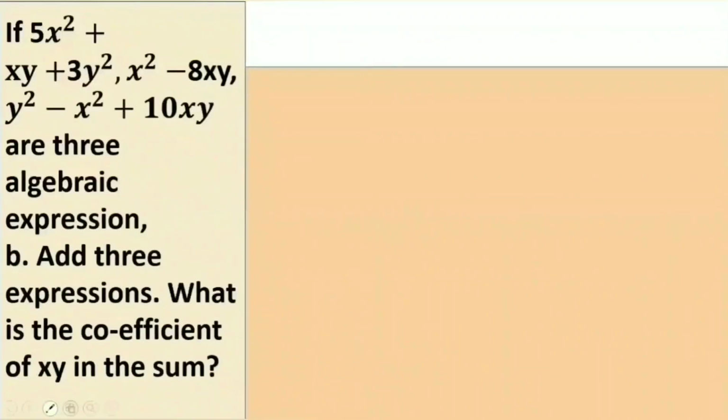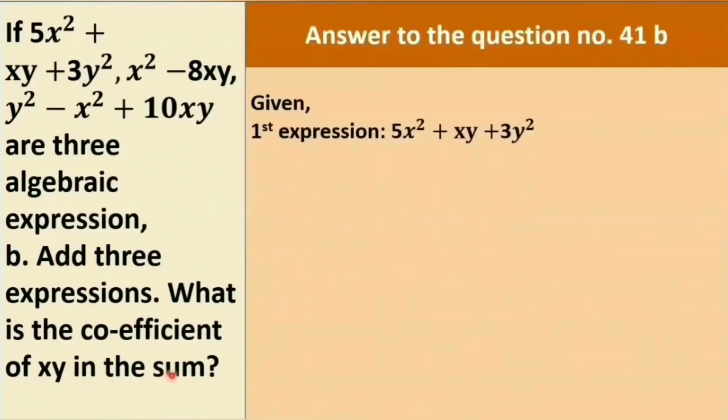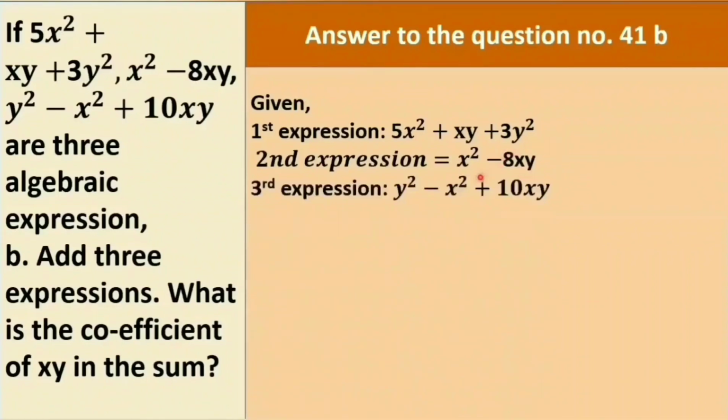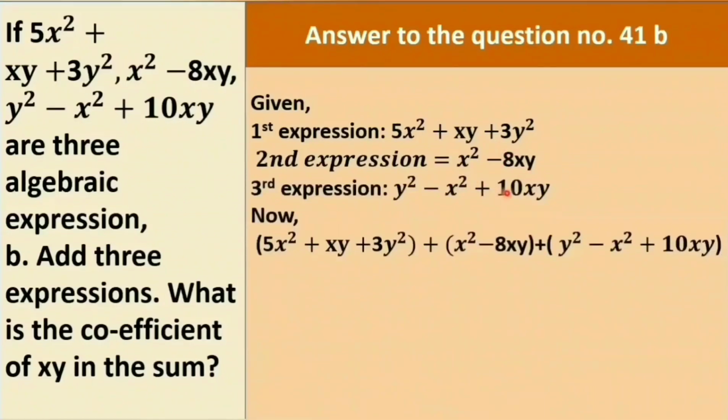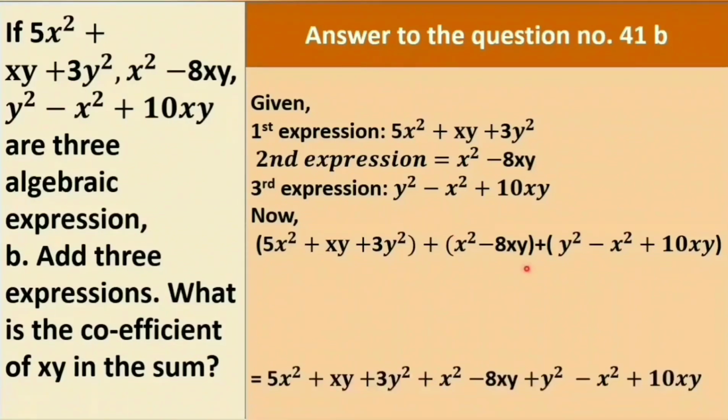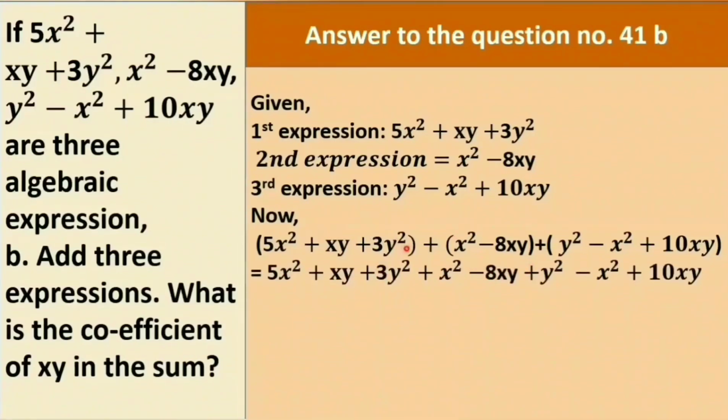Now we will go for solving B. See, add three expressions and find the coefficient of xy in the sum. See here, I have written the first expression, then the second expression, and the third expression as well. Now what will we do? Now we will add the expressions. For adding the expressions, I have written all three expressions. Now what I have done, I have removed the brackets.